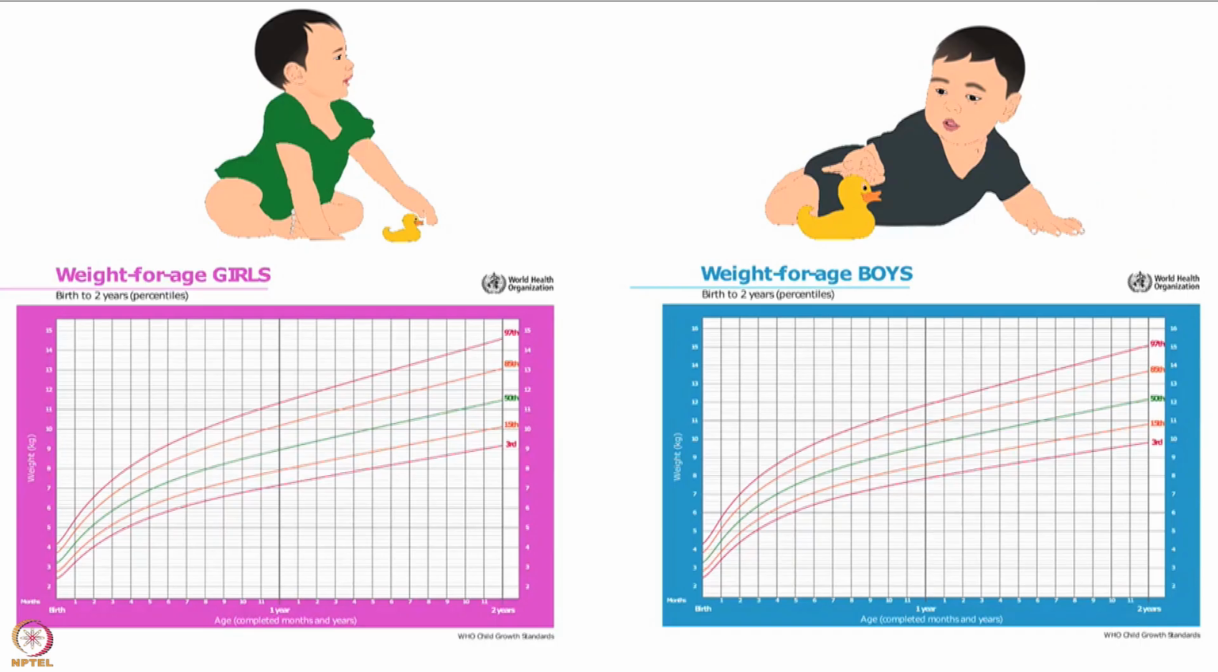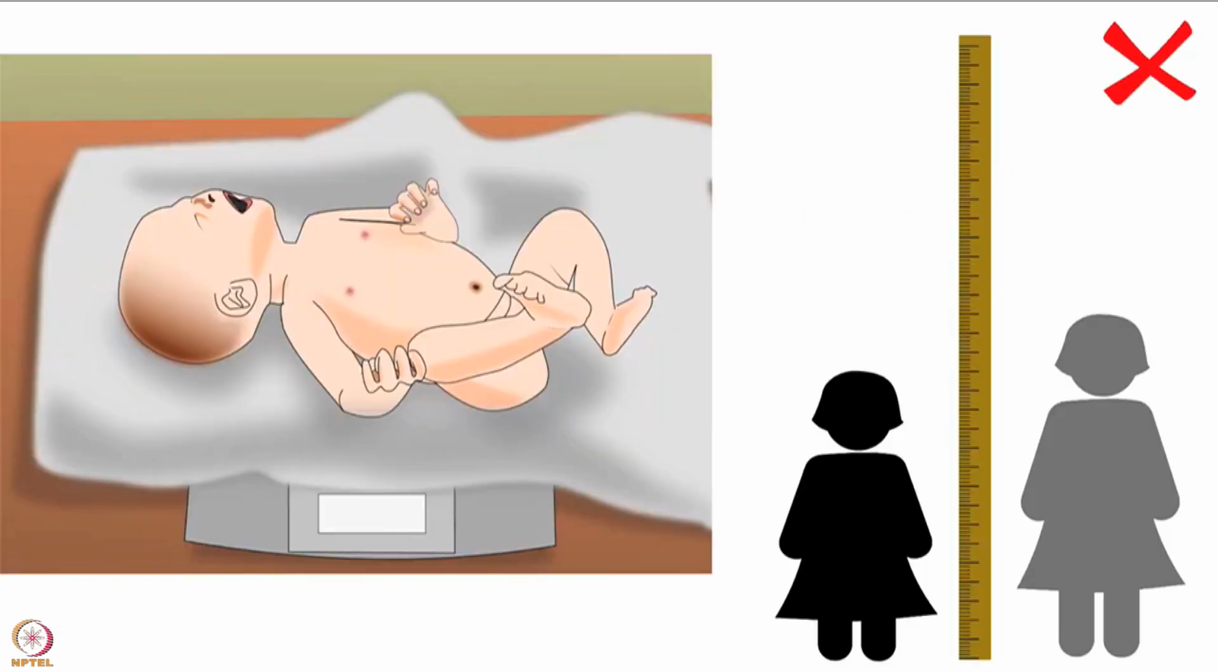The second percentile growth chart is called the weight for age growth chart. It is discussed in another tutorial in the same series. Growth problems are also discussed in the same tutorial. Please visit our website for more details.